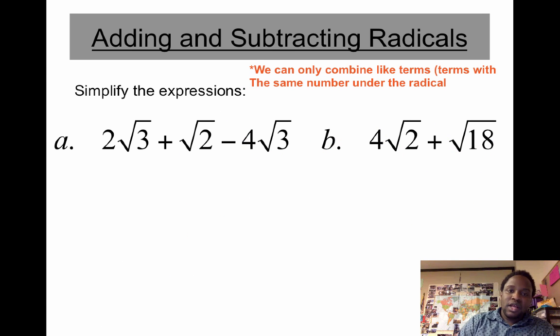Yep. So now we're going to be adding and subtracting radicals. There, we were simplifying a single radical. Now we're going to be adding and subtracting radicals. So we can only combine like terms with the same number underneath the radical. So for this one, there's a 3.